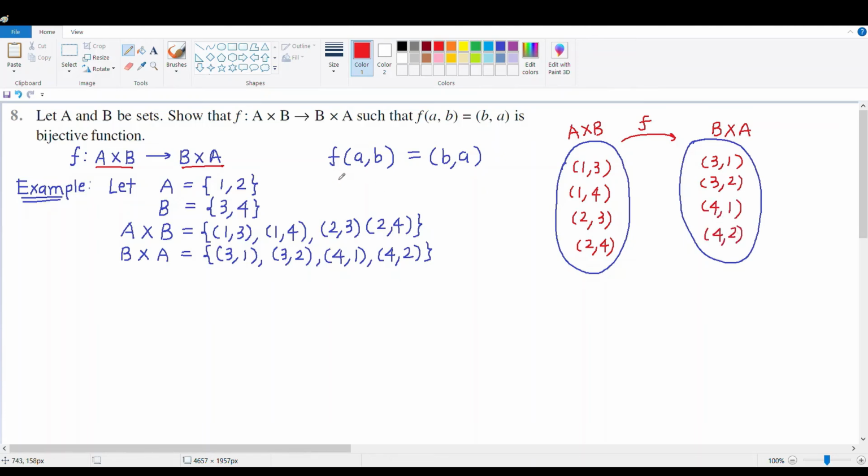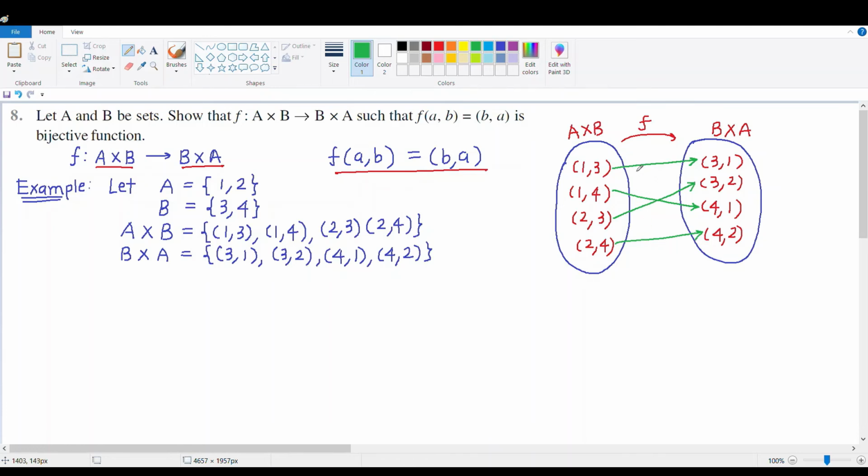Now what is the function definition, or what does this function machine do? If you enter A comma B as input, the output comes out as B comma A. So (1, 3) is going to get connected with (3, 1). Why? Because if you enter (1, 3), it should be flipped. So (3, 1). Now (1, 4) is going to be (4, 1). (2, 3) is going to get flipped, so (3, 2), and (2, 4) is going to get flipped and become (4, 2).